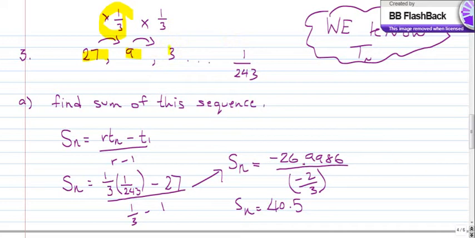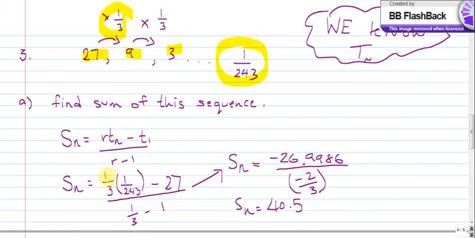To get from 9 to 3, you have to multiply by a third or divide by 3. And this time they want us to find the sum of the sequence all the way to 1 over 243. So we figured out a ratio, that's 1/3. Since we know our last term, we can use the second formula this time. So let's fill in the numbers.